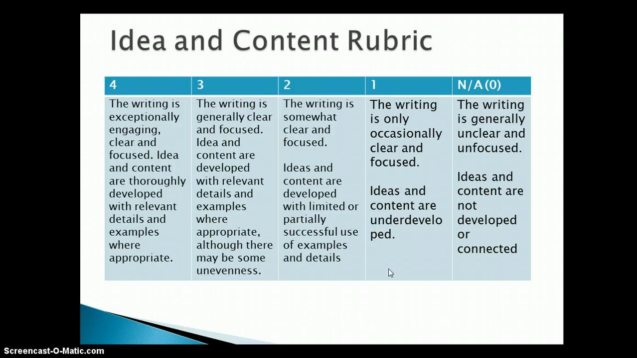As you can see, these are scored 4 being exceptional, 3 being generally focused and clear, 2 being somewhat clear, and 1, the writer is only occasionally clear and focused, and then NA is not applicable, and 0 is when it's just generally unclear and unfocused. We'll be talking more about this rubric in the future, but I just wanted you to get an idea of what a rubric in our class looks like.